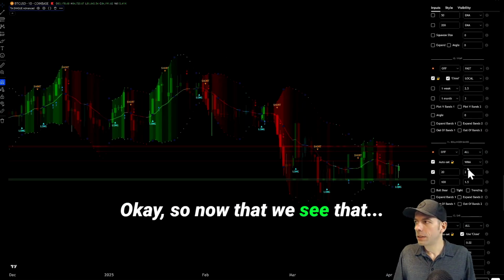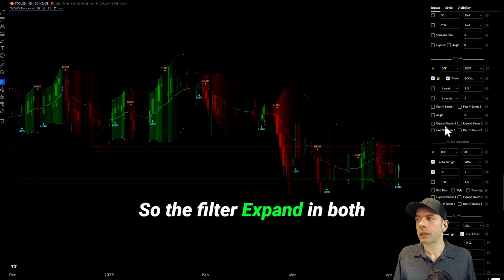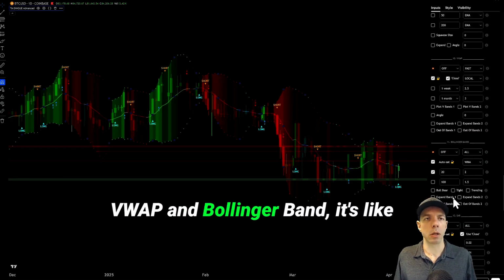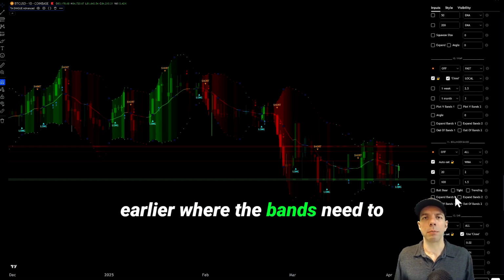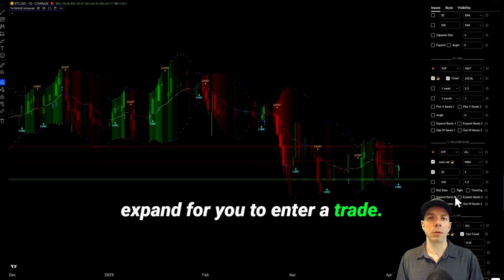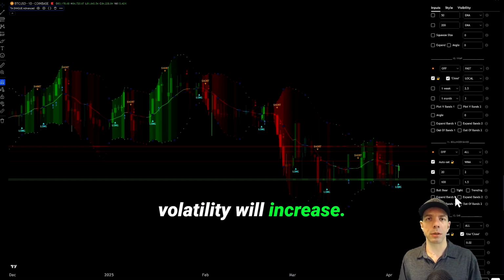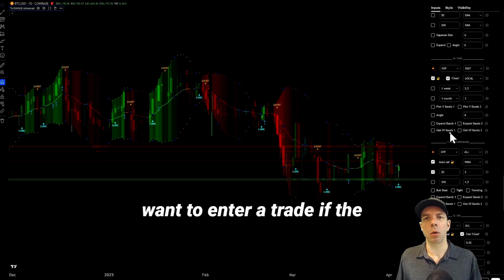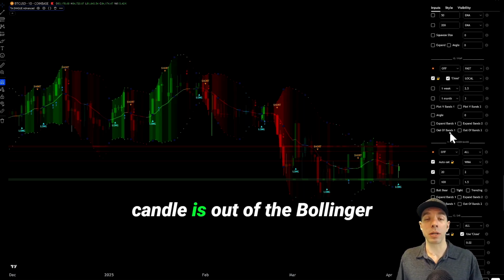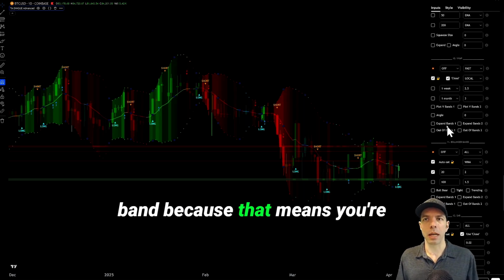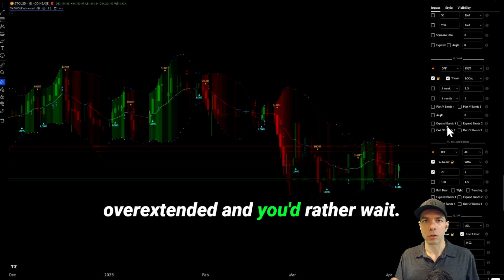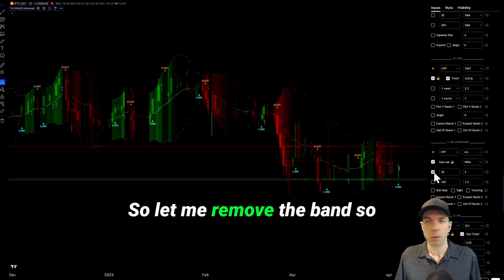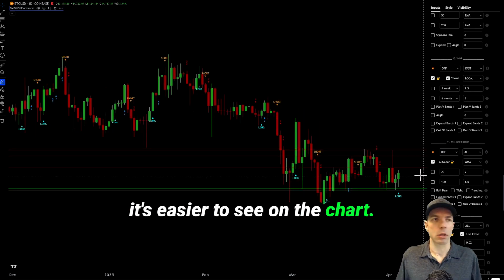Okay, so now that we see that, the filter expand in both VWAP and Bollinger Band is like earlier, where the bands need to expand for you to enter a trade. So that means volatility will increase. Out of bands is that you don't want to enter a trade if the candle is out of the Bollinger Band, because that means you're overextended and you'd rather wait. So let me remove the bands so it's easier to see on the chart.